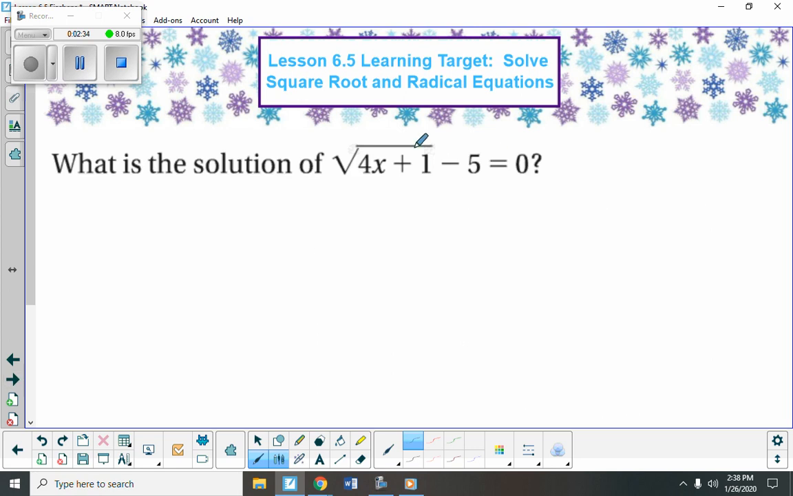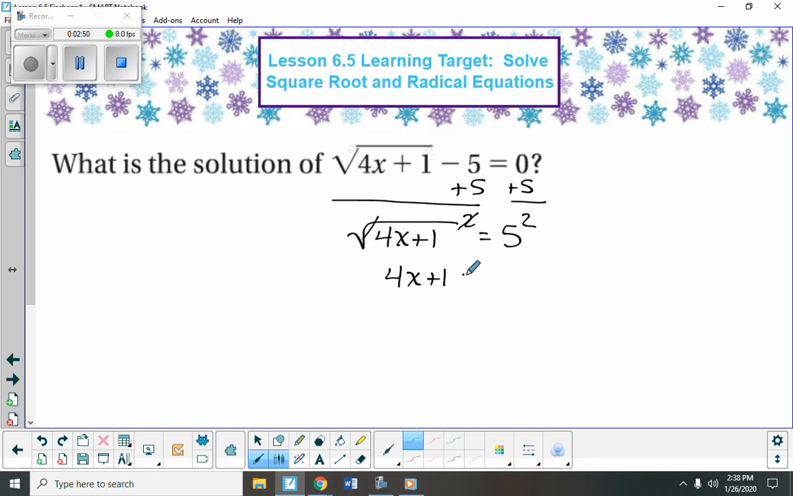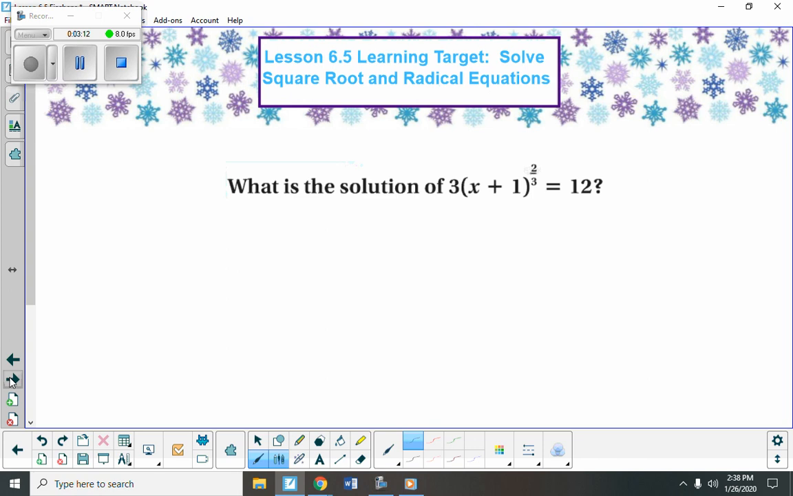Okay, here's another one. Let's get the square root by itself. So first we add 5 to both sides. So you have the square root of 4x plus 1 equals 5. Square both sides, get rid of the square root. So we have 4x plus 1 equals 25. And get the variable term by itself. And lastly, we get the variable by itself. 4 is getting multiplied by x, so we're going to divide by 4. And so we have x equals 6.